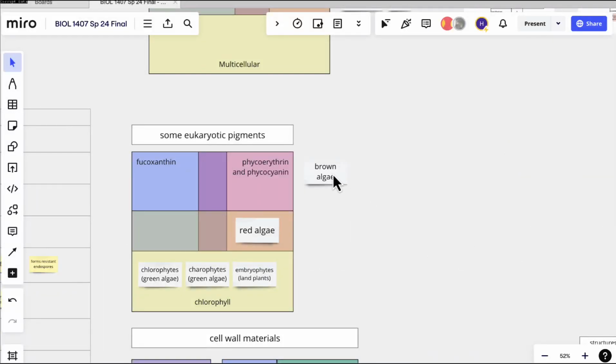And just to clarify again, which we discussed later during the review, brown algae has fucoxanthin in it, but it also has the chlorophyll in it as well.